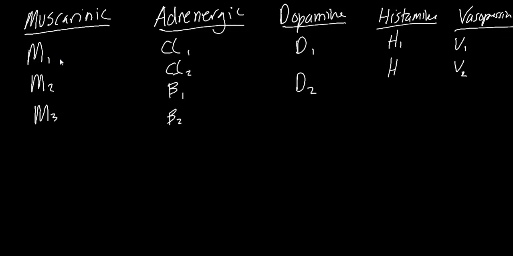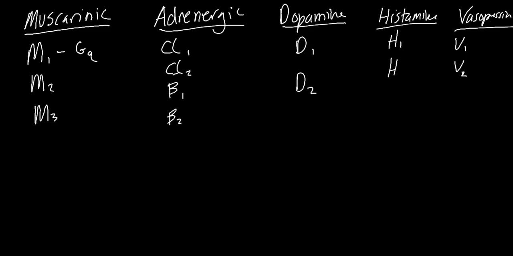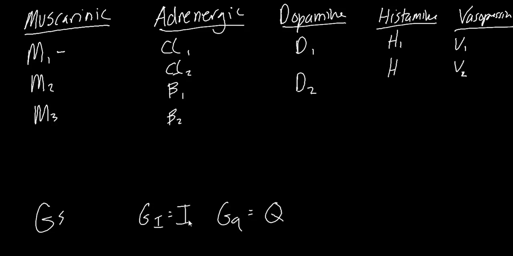So let's see. M1 receptors. An M1 receptor is going to be Gq, meaning it's going to activate phospholipase C. It's going to go down through the IP3-DAG pathway. It's going to act in a Gq fashion. Now from here on out, there are going to be three options: Gs, Gi, and Gq. I'm just going to write this as Q, this as I, and this as S, just for reference.